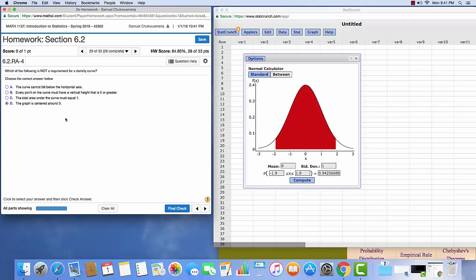The option that is not a requirement for a density curve is the graph is centered around 0. Okay, it's not a requirement. It must not be centered around 0.